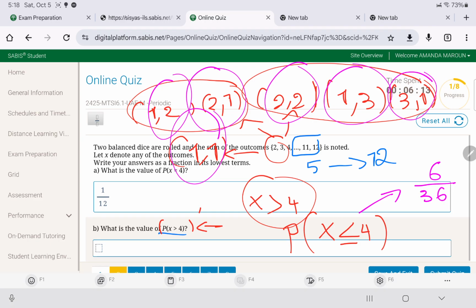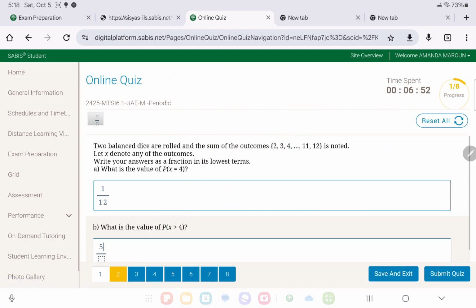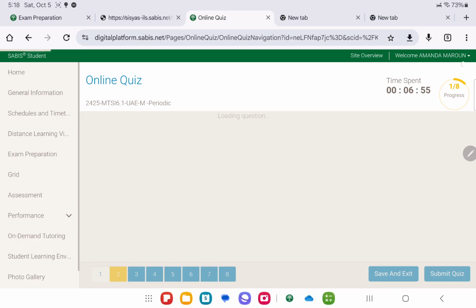Now this is the probability that x is less than or equal to 4. But we took the complement of what we actually need. So right now we found the opposite of what we need. To find what we actually need, we do 1 minus 6 out of 36. We get 30 out of 36, sorry, calculation mistake, not 33. And it gives us 5 out of 6. So our answer over here is 5 out of 6. Question number 3.